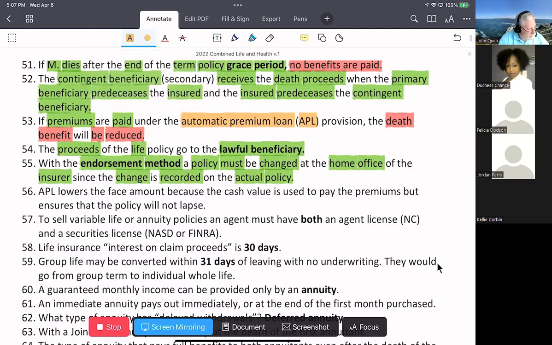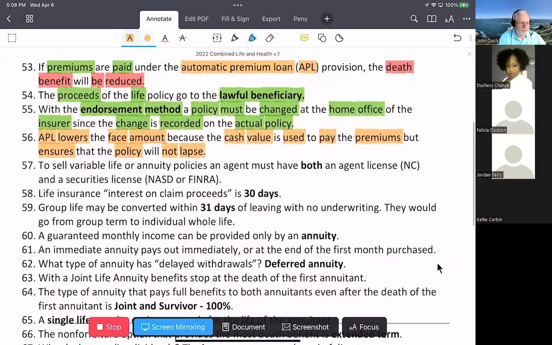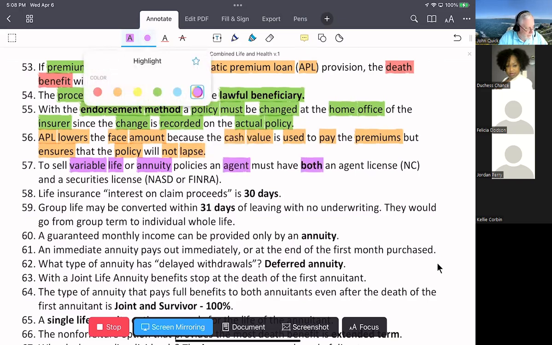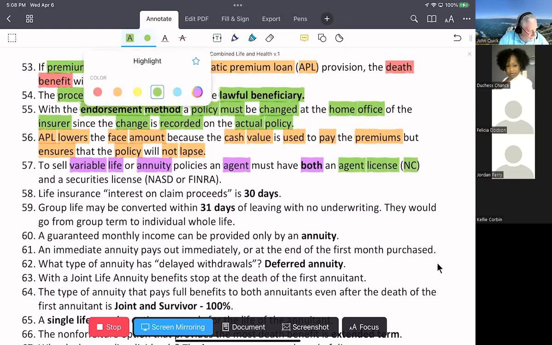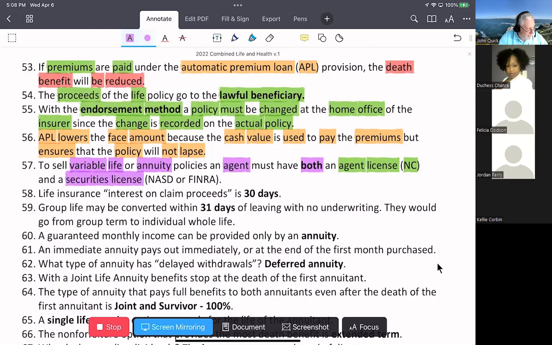Automatic premium loan lowers the face amount because the cash value is used to pay the premiums, but it does ensure the policy won't lapse. I guess there's two versions of that question. To sell a variable life or variable annuity policies, an agent must have both an agent license from the state and a securities license from NASD or FINRA, because they changed the name.